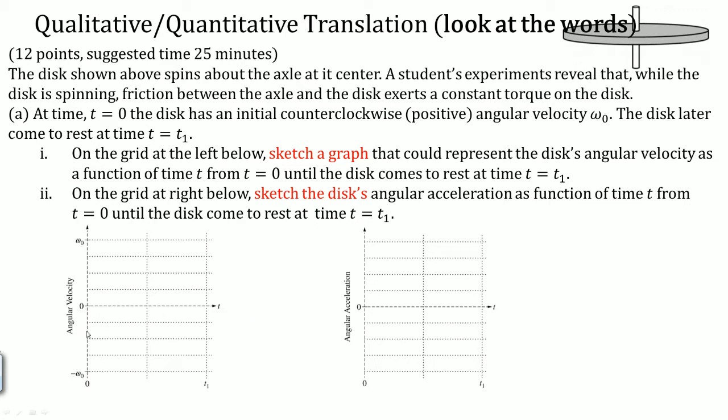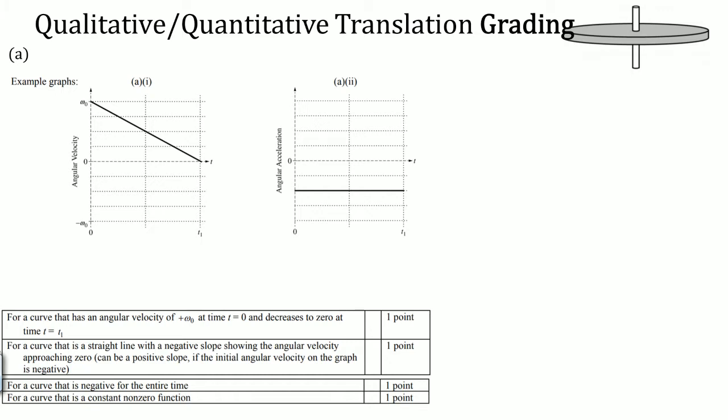All that is being asked here is to graph based on the equation that you come up with. So it is the angular velocity as a function of time. And then here, this is the angular acceleration as a function of time, until the disk comes to rest at t equals t1, which is the end. Let's look at how it's supposed to be graded.